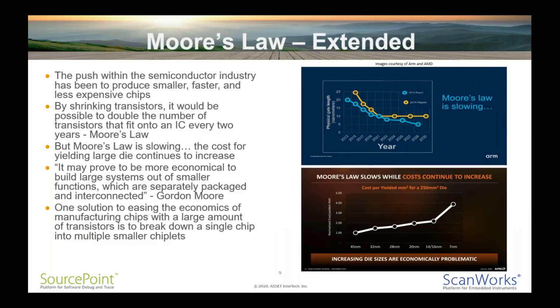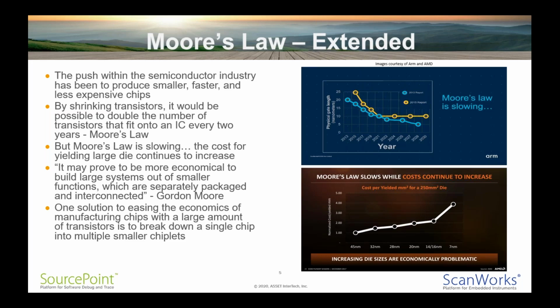The push within the semiconductor industry has been to produce smaller, faster, and less expensive chips. This is an ideal that dates back to 1965, when Gordon Moore of Intel theorized that by shrinking transistors, it will be possible to double the number of transistors that fit onto an IC every 2 years. This became known as Moore's Law. Moore's prediction has held true, for the most part, for more than 50 years. But now Moore's Law is slowing.